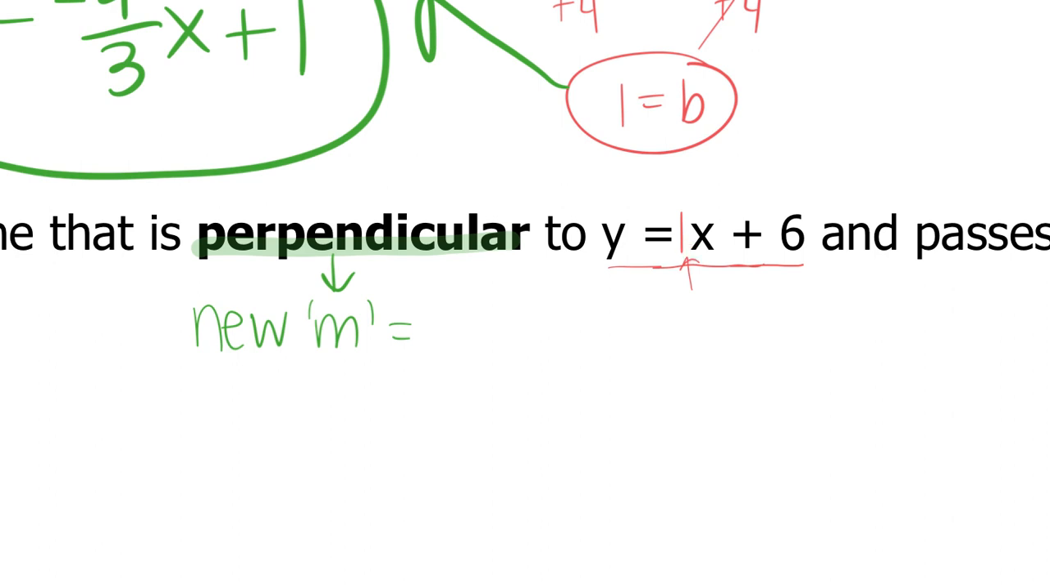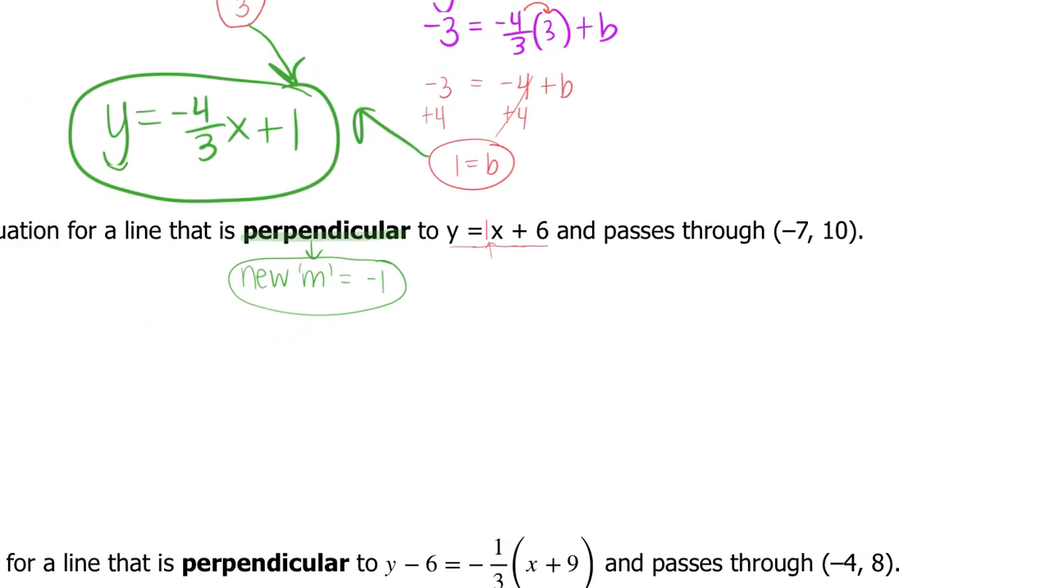Now 1 is an interesting number because if you flip it upside down, it's still going to be 1, right? So if you flip this, it's still just going to be 1/1. However, we do have to make it negative because that would be the opposite reciprocal. So our new slope is going to be -1 instead of +1. So I'm going to write that down right here. There's our new slope. And then we're going to go ahead and use the point. So the point is -7/10. And then we will plug that into our slope-intercept.